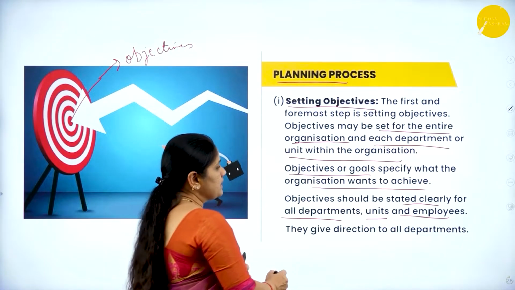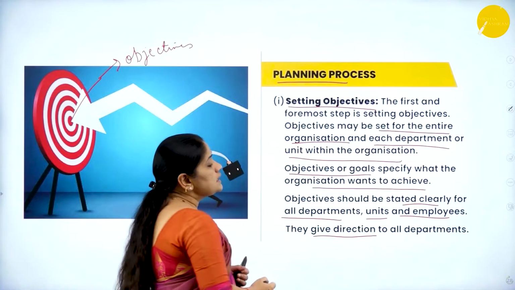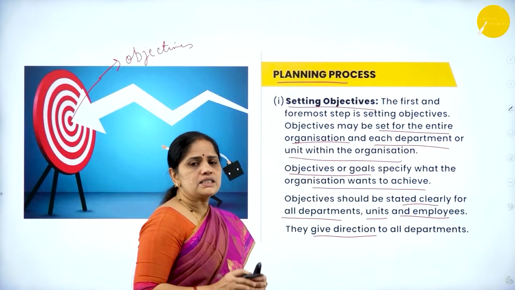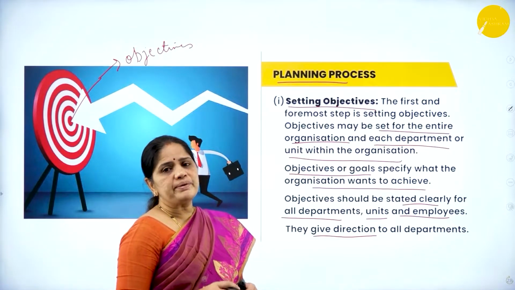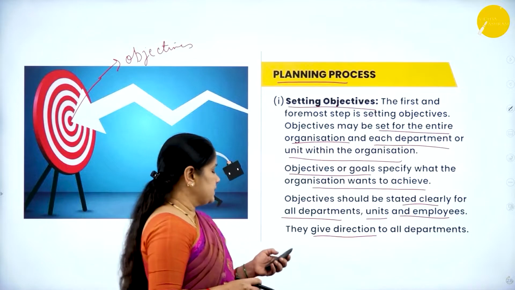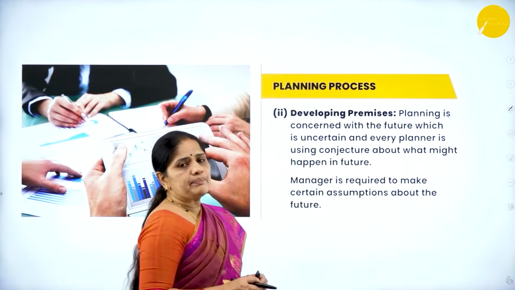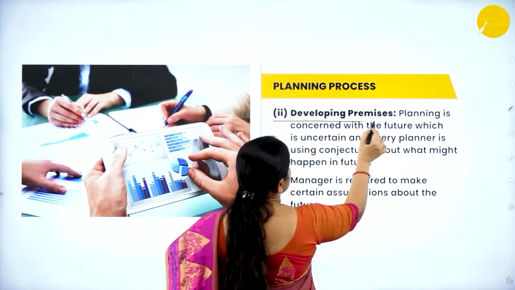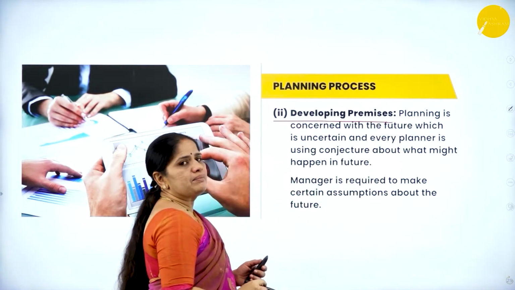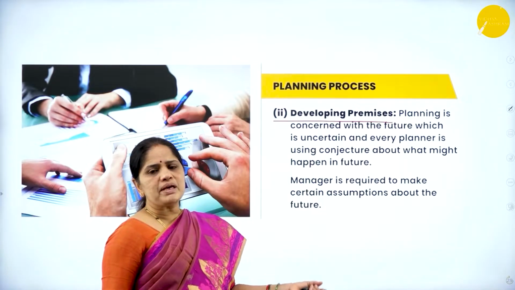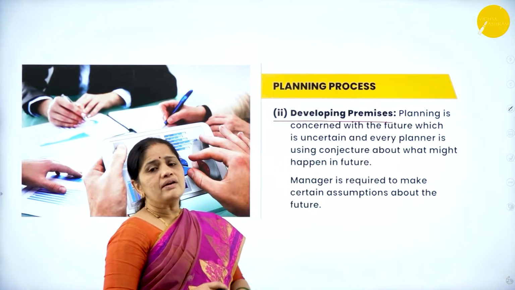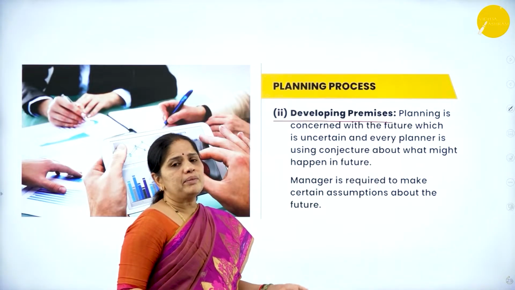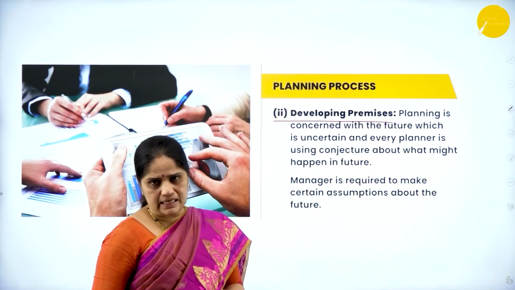So, why should they be clearly stated? Because they give direction to all the departments. So, what each department has to do will be decided based on the objectives. Then, the next step in the planning process is developing the planning premises. Now, what is this planning premises? Premises means it may be any building or anything. But when you talk about planning premises, we think about the environment in which the planning will be executed.